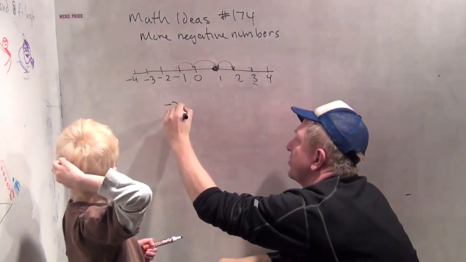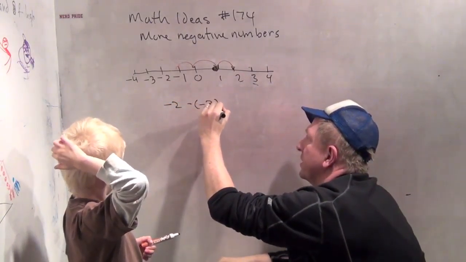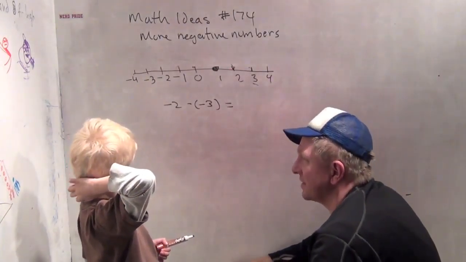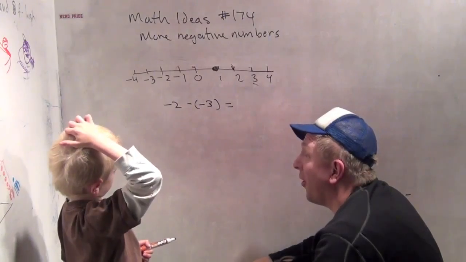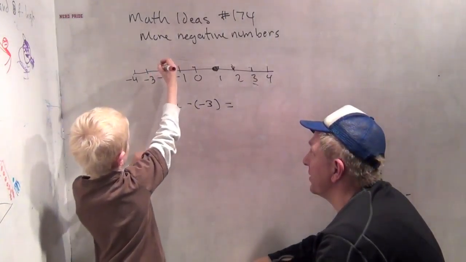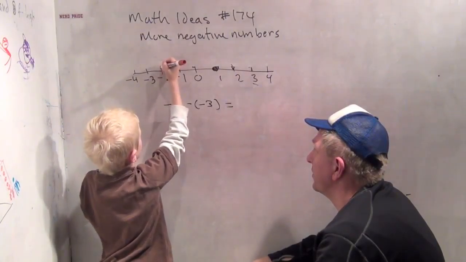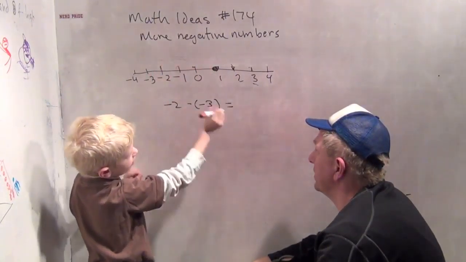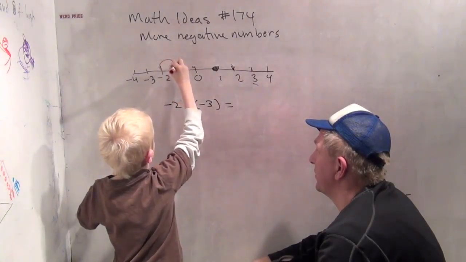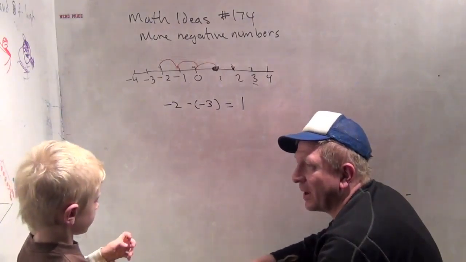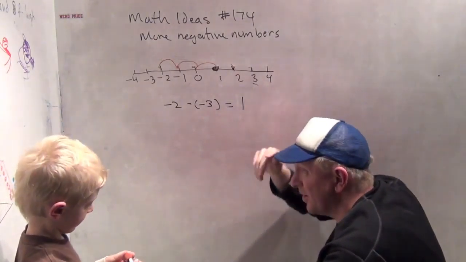How about -2 minus -3? What does that equal? That means we start at -2 and we go that way. 1, 2, 3. That's 1. All right. -2 minus -3 is 1.